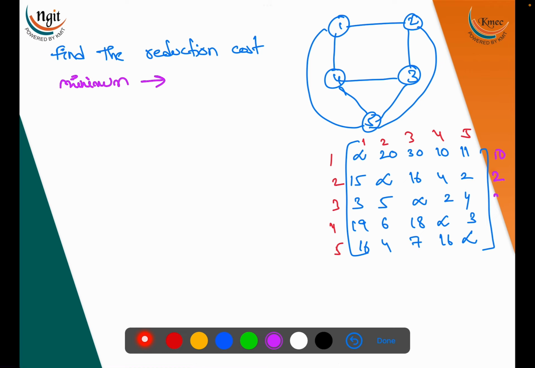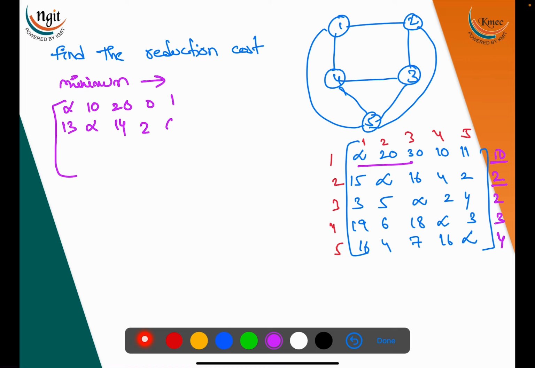2, it is 2, it is 3 and it is 4. Okay, now subtract 10 in this row, subtract 2 in this row. So if you do so, your matrix is what? Infinite, 10, 20, 0, 1, 13, infinite, 14, 2, 0, 1, 3, infinite, 0, 2, 16, 3, 15, infinite, 0, 12, 0, 3, 12, infinite. This is what your reduction of row.